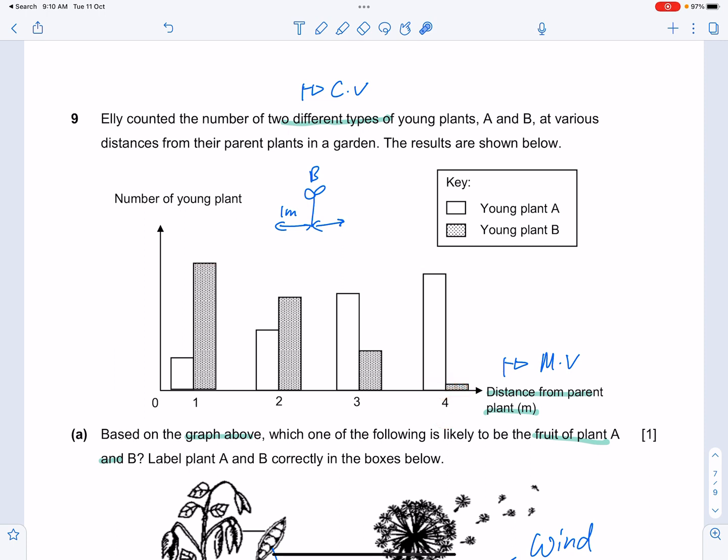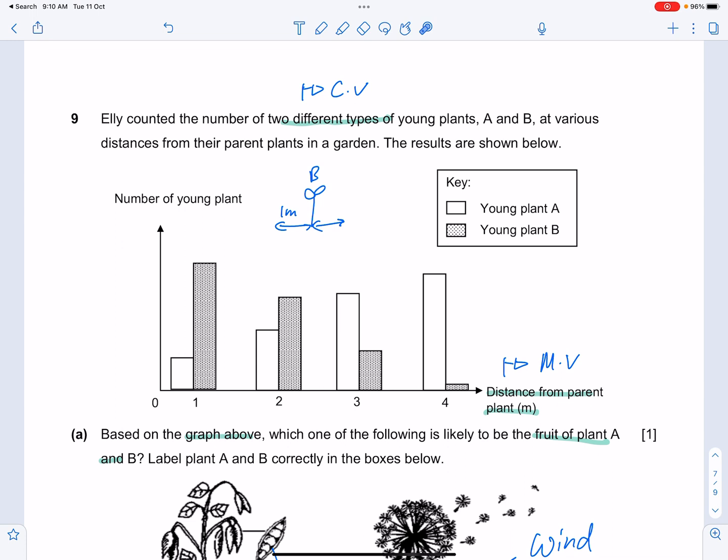This tells me that the dispersal method of this particular plant A must be a method that allows the seeds to be dispersed at a further range. So things include maybe animal dispersal, or maybe even water, and wind definitely.